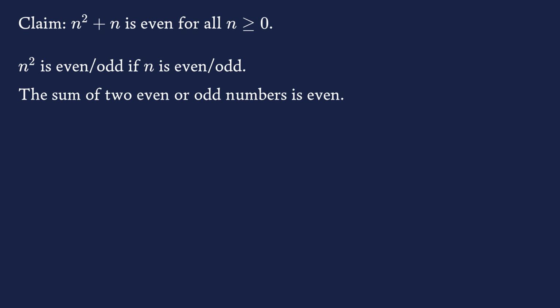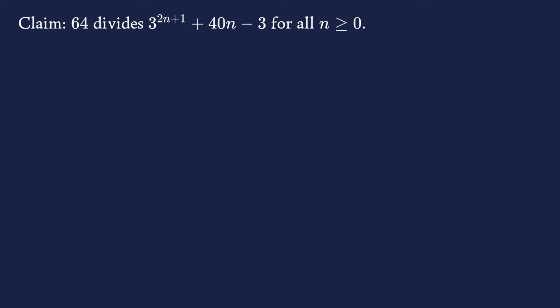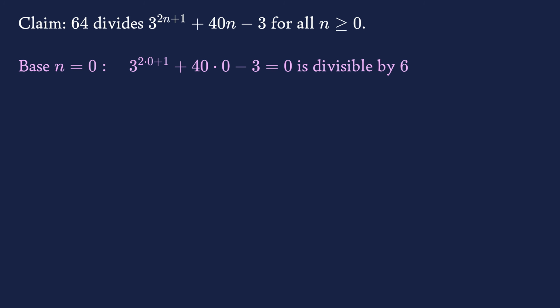Now let's try a more complicated statement that can be solved with the same ideas. I claim that for n at least 0, the expression 3 to the 2n plus 1 plus 40n minus 3 is always divisible by 64. This seems like a lot to take in, but for the induction approach, we know where to start. Plugging in n equal to 0 makes the whole expression 0, just as in the last example. The assumption is that the expression in n really is divisible by 64.